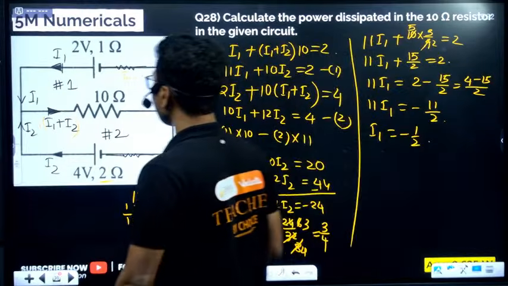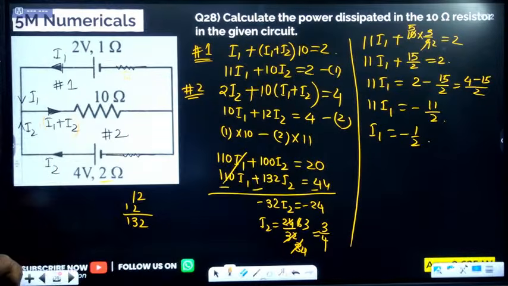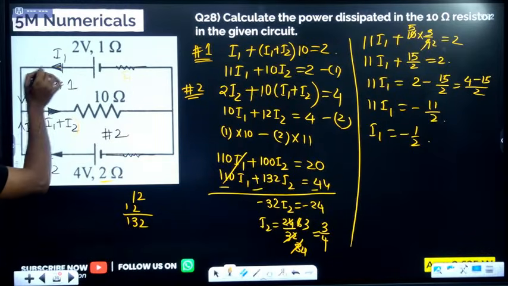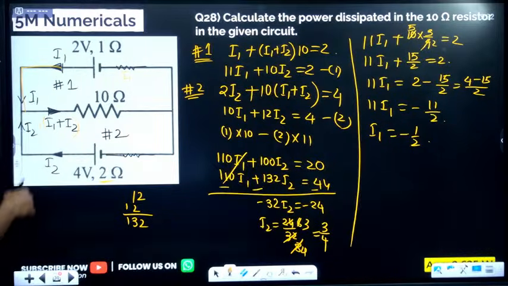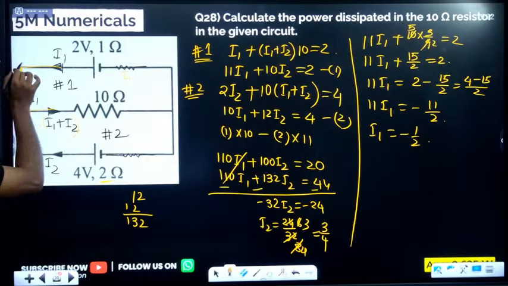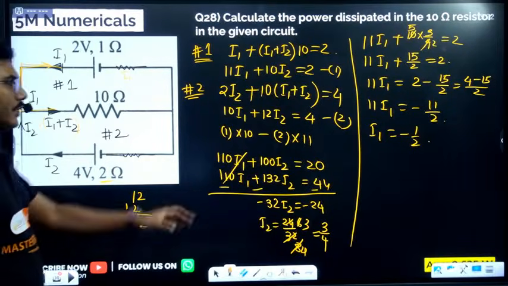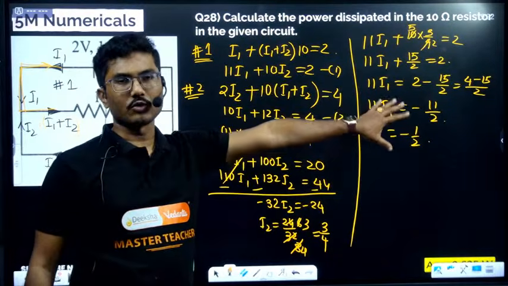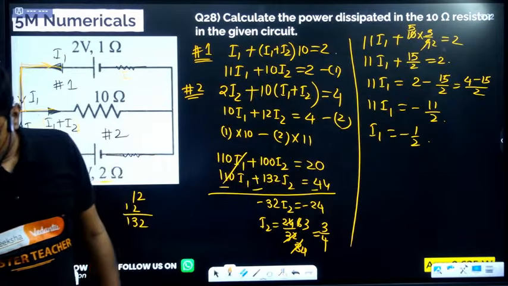Now what is the meaning of minus half? If current is coming minus, don't worry, your answer is not wrong. That means the original direction of I1 that you have assumed is wrong. Current is flowing in the opposite direction. After solving this, if your current is turning out to be negative, don't worry.